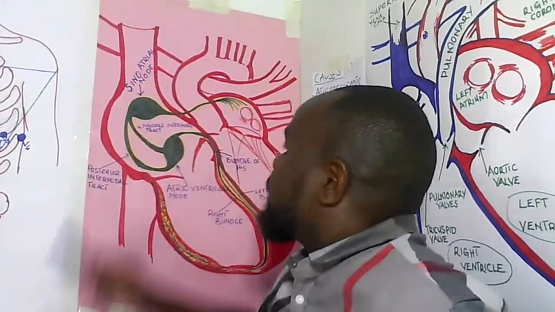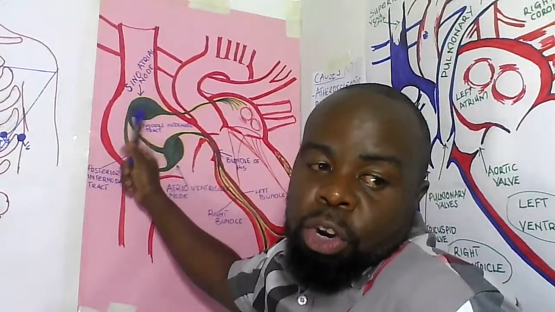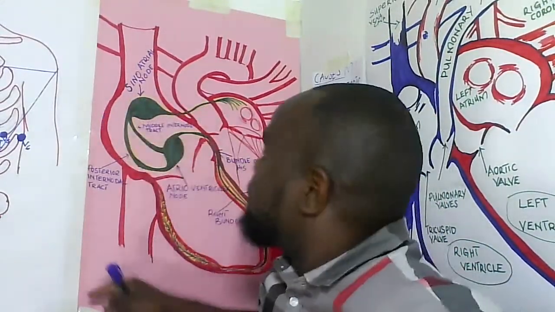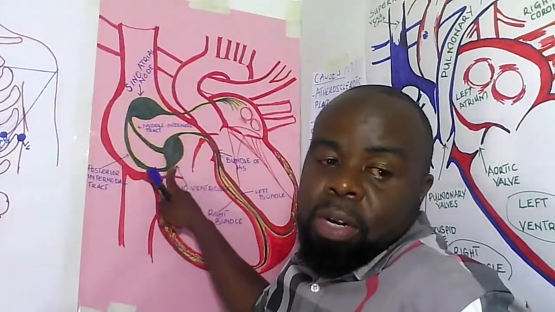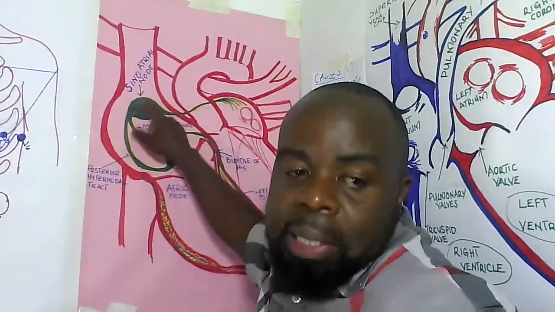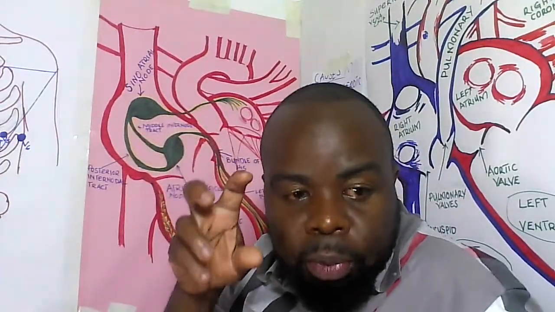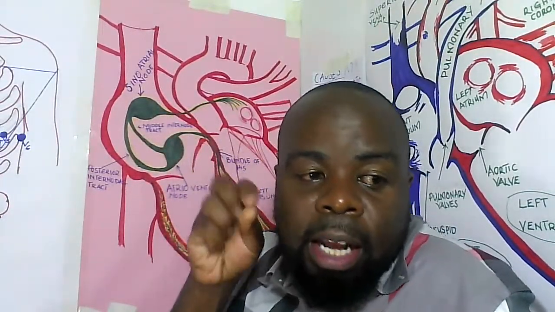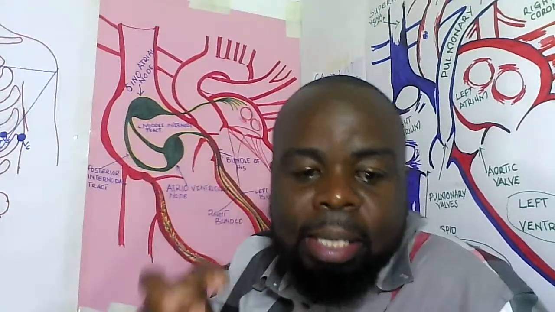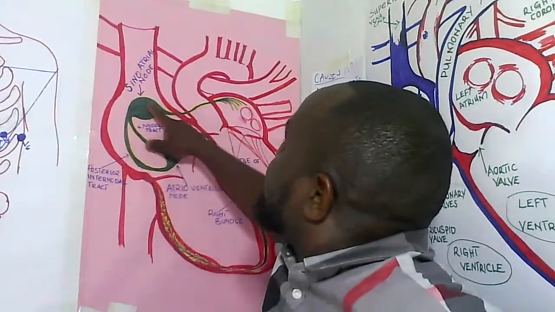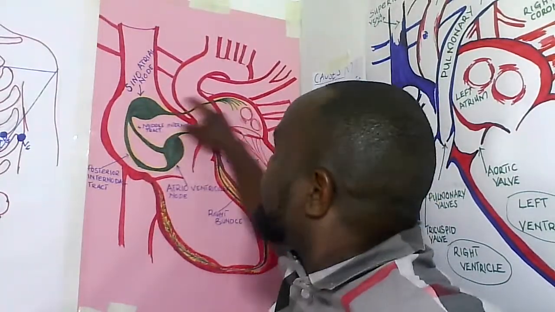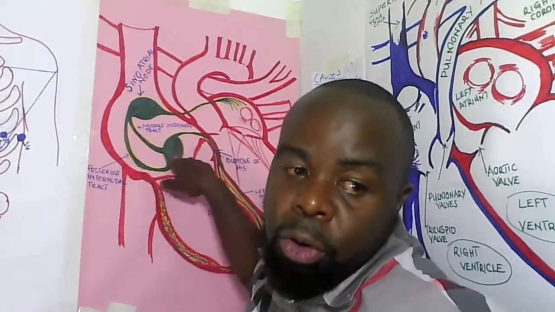Now, if you look here, we have this node, the bundle here, which is called the sinoatrial node, and then we have another one here, which is called the atrioventricular node. So this one is the one which starts. It releases the electricity, and when it releases the electricity, it is passed to the other side of the heart, and then comes down here to the atrioventricular node.